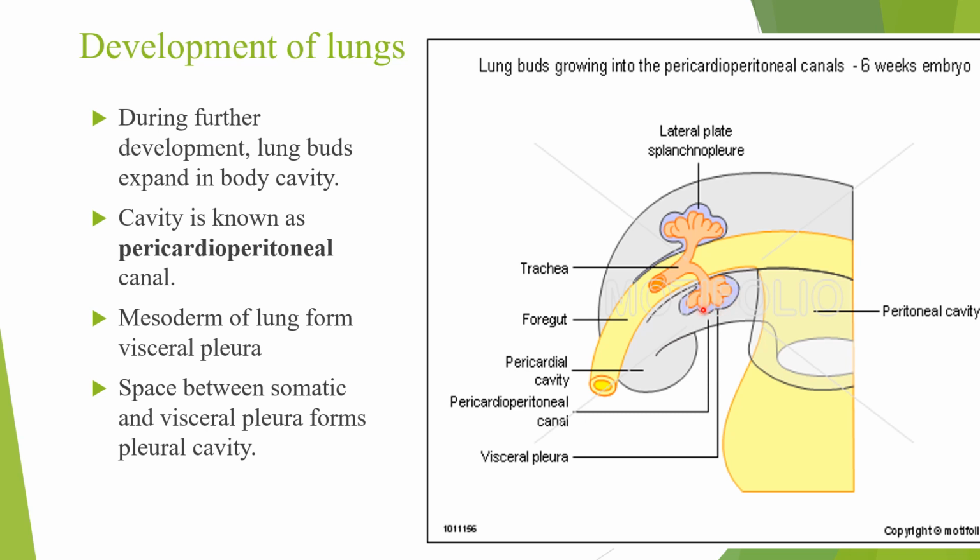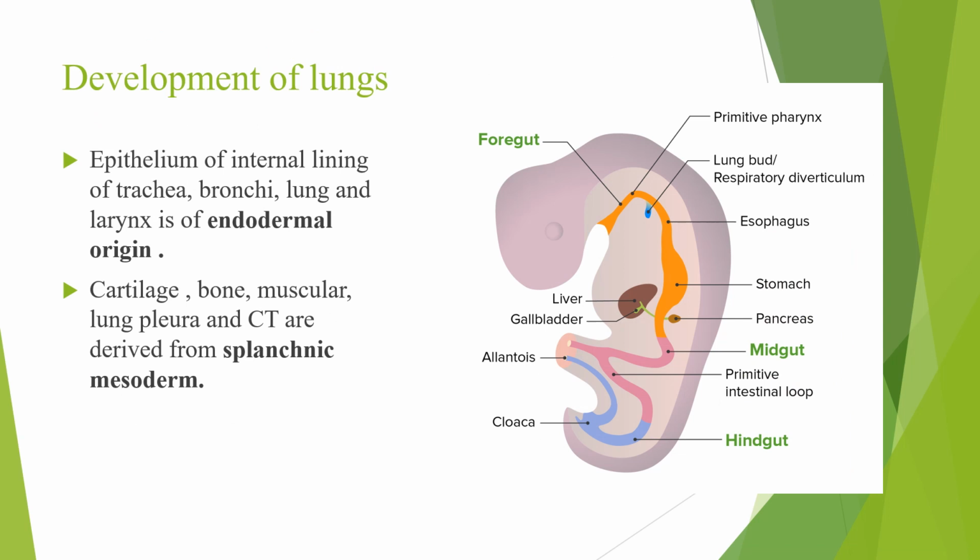This blue color area shows the visceral pleura, which is developing from the mesenchyme of this area, and this area forms the somatic layer of the pleura, and the cavity between these pleural layers will form the definitive cavity of the pleura. So this cavity is known as the pleuropericardial canal in which this is developing, and mesoderm of the lung forms visceral pleura, and the space between somatic and visceral pleura forms the pleural cavity proper.